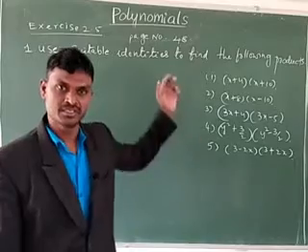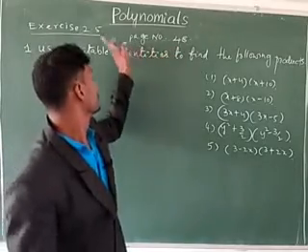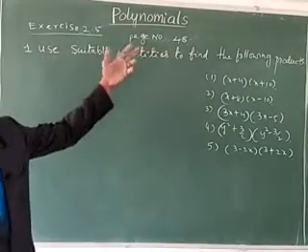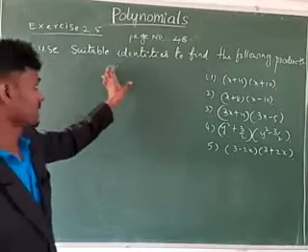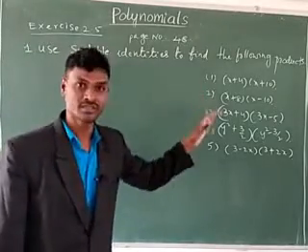Today we are going to discuss the polynomial exercise 2.5, page number 48. Here, the first question: use suitable identities to find the following products.